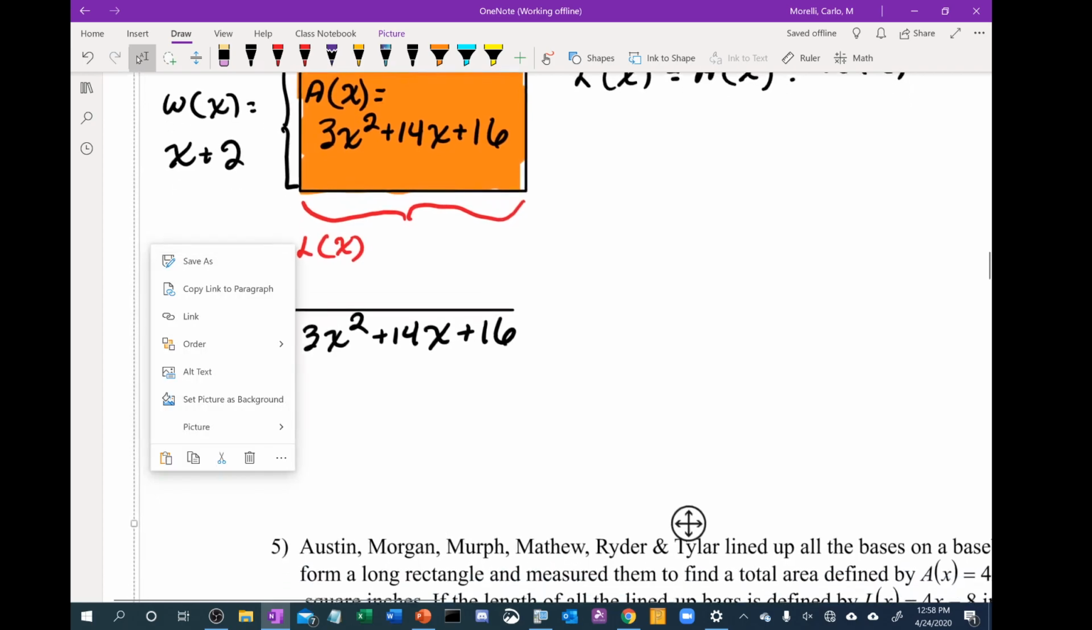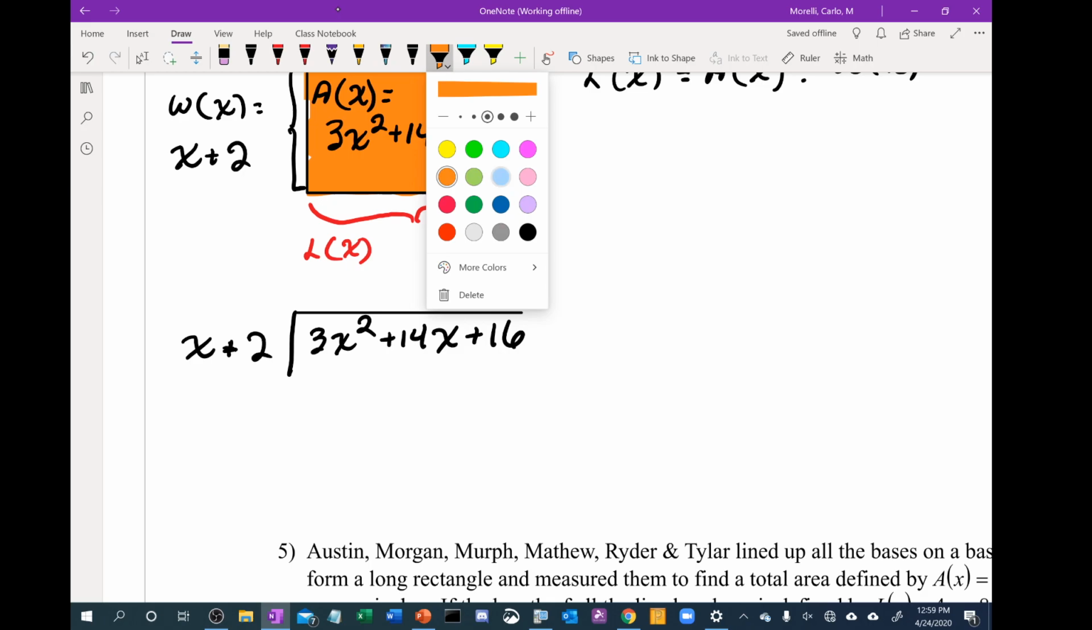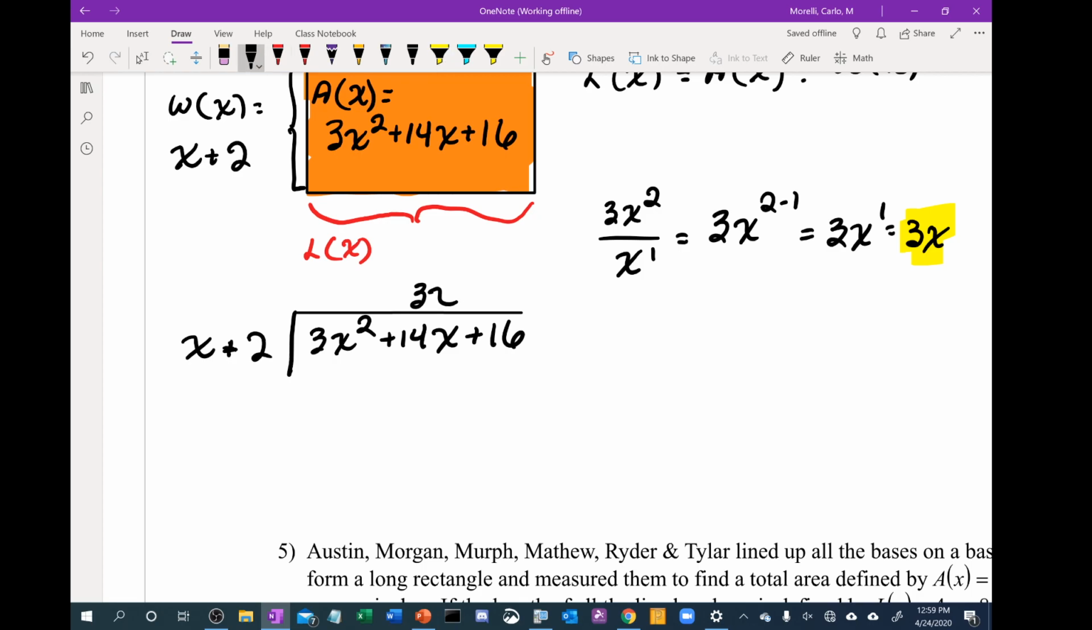So zooming in on this part of the problem, we divide the first term of the dividend by the first term of the divisor. So that's 3x squared divided by x. That equals 3x to the 2 minus 1, remembering there's a 1 in the exponent position of the denominator variable. And that's 3x to the 1, which is just 3x. That is a quotient term. And so that gets written up here above its matching term of the dividend.